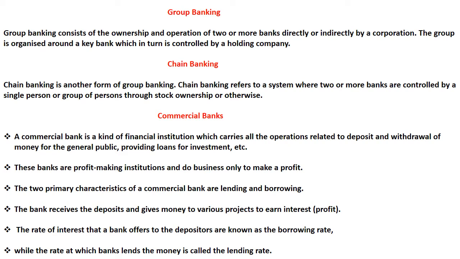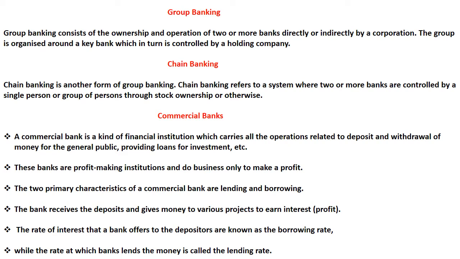Then chain banking is another form of group banking. It refers to a system where two or more banks are controlled by a single person or a group of persons through stock ownership. So two or three persons form a partnership and they are running a chain bank, so that is also chain banking. So these are some of the banking branches, right?